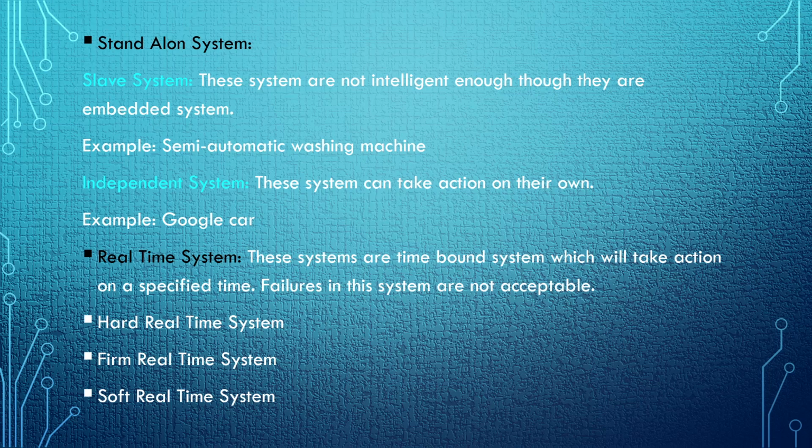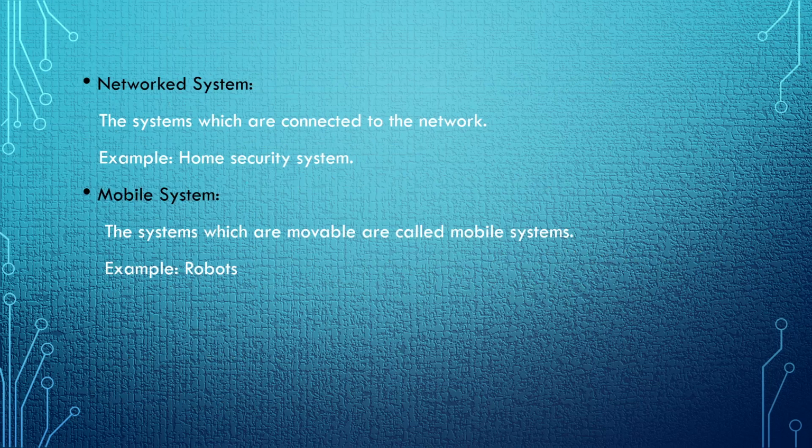Next one is real-time system. These systems are time-bound systems which will take action at a specific time. Failures in the system are not acceptable. It contains some examples: hard real-time system, firm real-time system, soft real-time systems. Network systems are the systems which are connected to a network. Example: home security system. The systems which are movable are called mobile systems and robots.